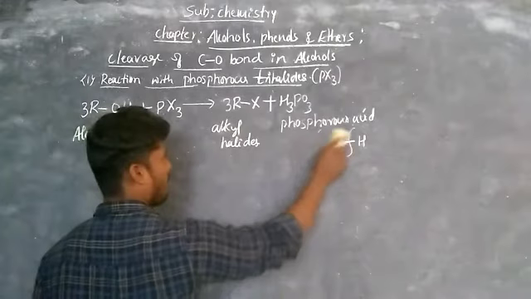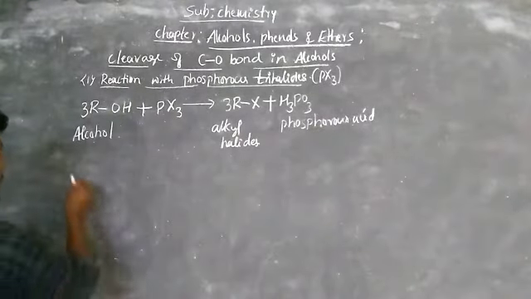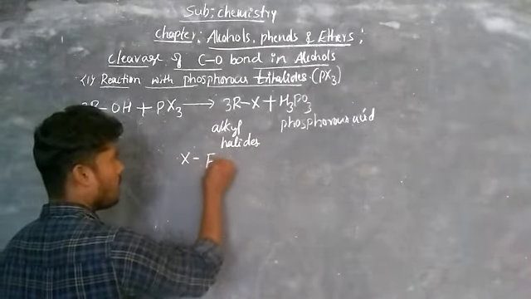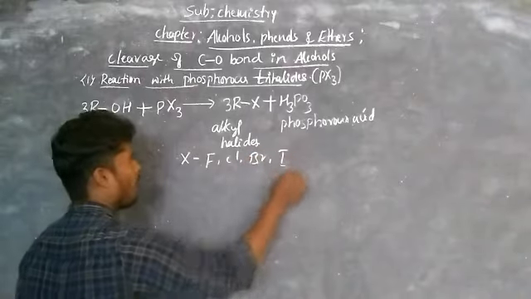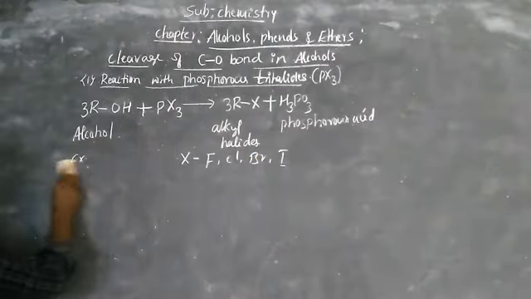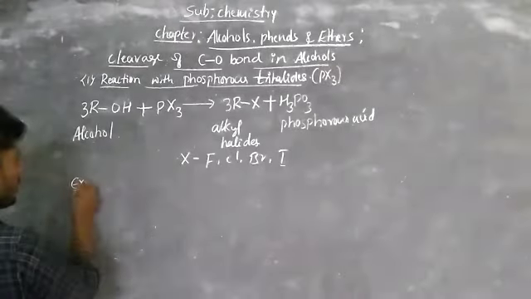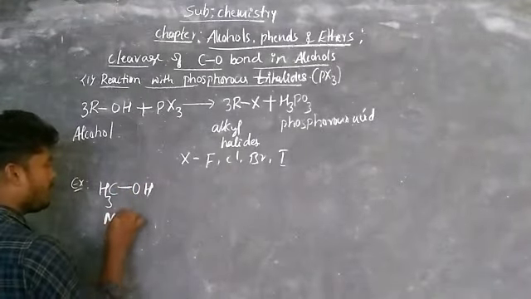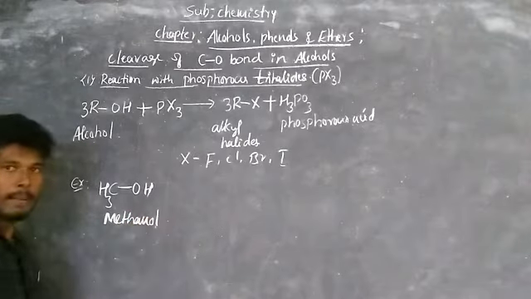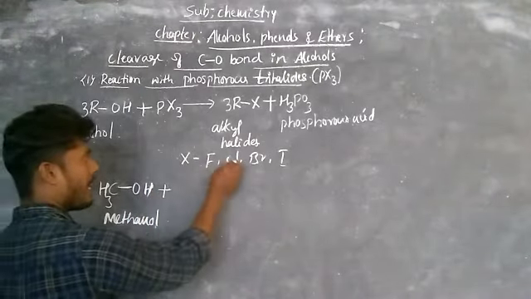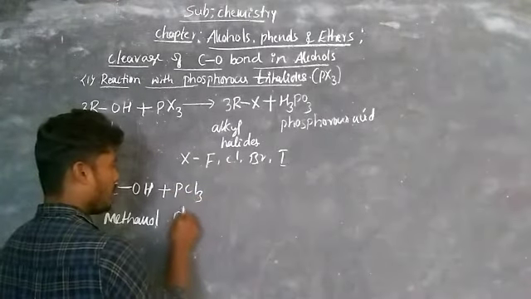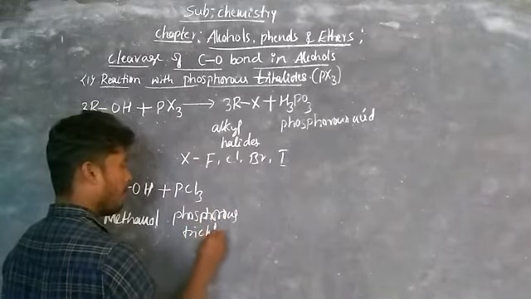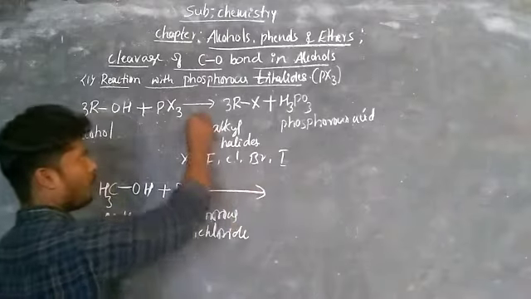Now take an example. In place of X, you know X can be fluorine, chlorine, bromine, or iodine. Take any one example. Here in place of R, take CH3. There is CH3-OH. What is its name? Methanol. This methanol reacts with phosphorus trichloride, PCl3. So what do you expect from the following reaction?